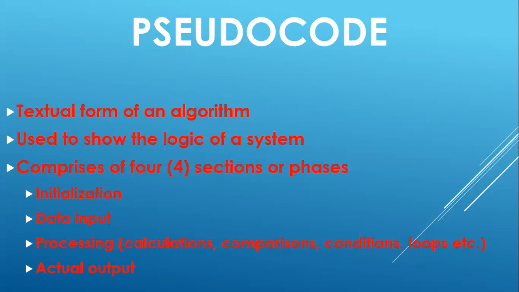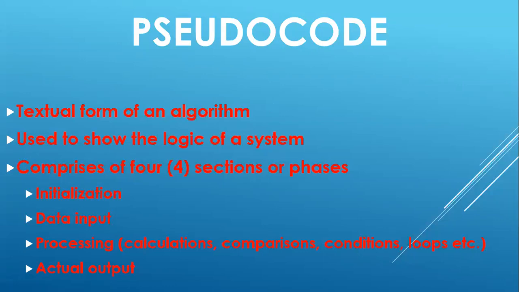So basically, pseudocode is the textual form of a program that is done on paper, and its purpose is to show the basic logic of a system, meaning the basic logic of a program. It consists of 4 phases or sections. The first section is initialization, in which we define the variables, constants, and arrays with their initial values and their nature.